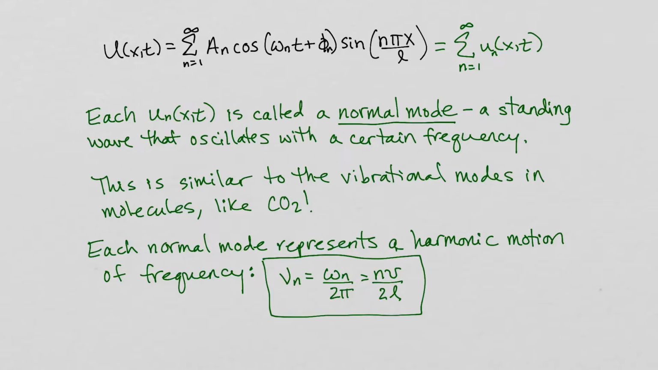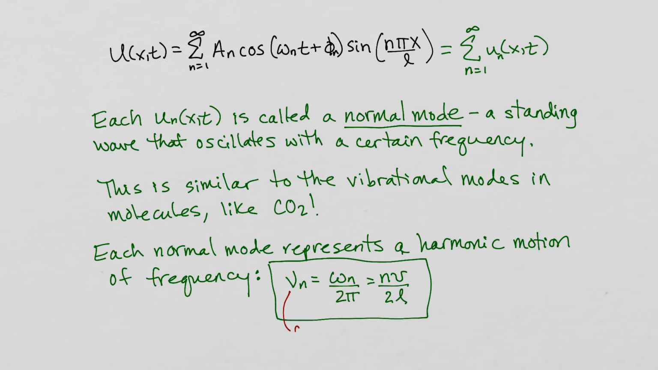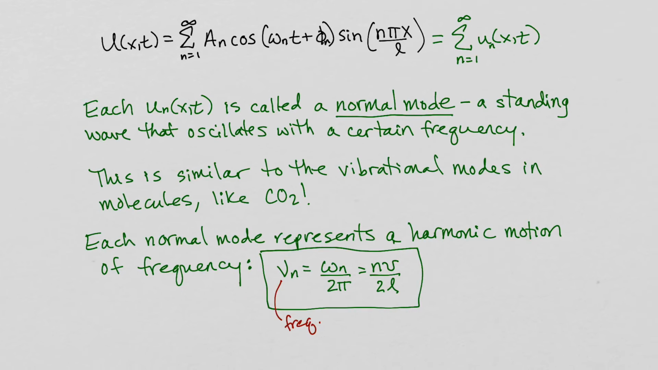Okay, so each normal mode in our wave equation here represents a harmonic motion of frequency, where our frequency is a nu. Okay, so let's be clear. Remember, the difference between our nus and our v's is very important. So this would be a frequency, that's our nu. And that is related to our angular velocity, omega over 2 pi, or also n times the velocity of our wave over 2L. Well, remember, L is the length of our string, or the bounds of our string, I should say. Remember, this one is not a frequency, but a velocity. So that's a v.